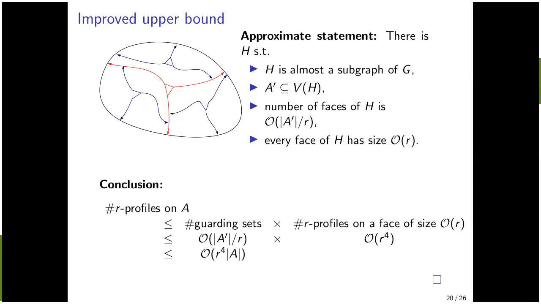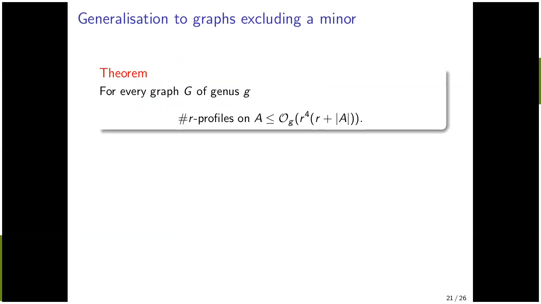Okay, so this was for this much more precise upper bound on neighborhood complexity of planar graphs, and even profile complexity, actually. And of course, the natural question is, can we go further than just planar graphs? First, what happens if we look at graphs embedded on a surface?